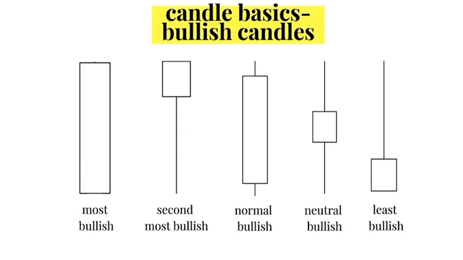Then you have the second candle, right? It has a very long wick, meaning it opened at the bottom, it went all the way up, and then the sellers brought it down again. And then the buyers sent it up, and it closed at this point where that long line starts. And then we have normal bullish, where you see a small wick at the top and a small wick at the bottom, right? And then we have neutral bullish, and then we have least bullish.